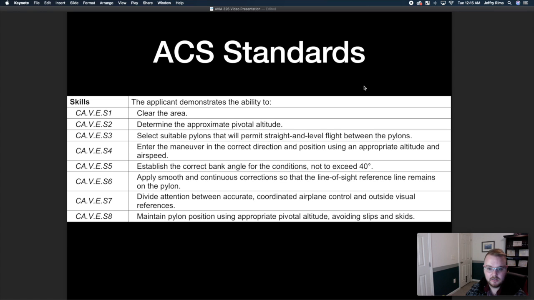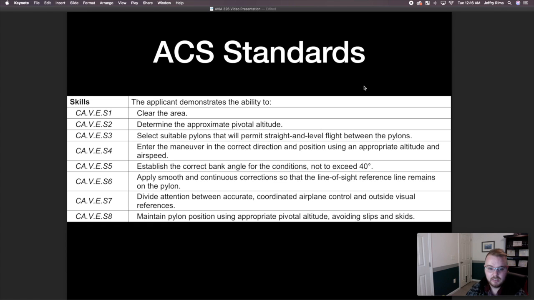So you're going to determine the approximate pivotal altitude, and that's going to be necessary. You're going to select two suitable pylons that permit straight and level flight between the pylons. The Airplane Flying Handbook says there should be no more than 3 to 5 seconds of straight and level flight in between the two pylons. You're going to enter the maneuver in the correct direction and position using the appropriate altitude and airspeed. Obviously, you want to be below maneuvering speed as you're turning the aircraft.